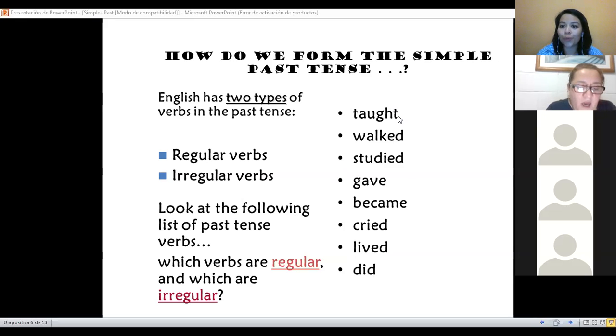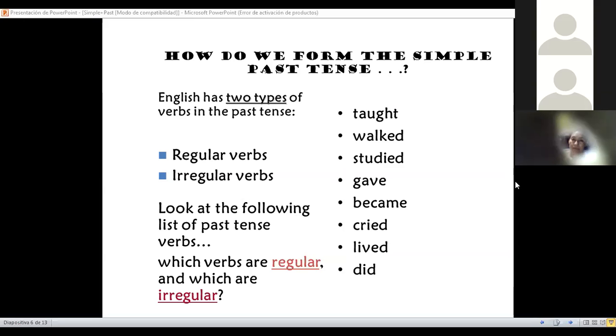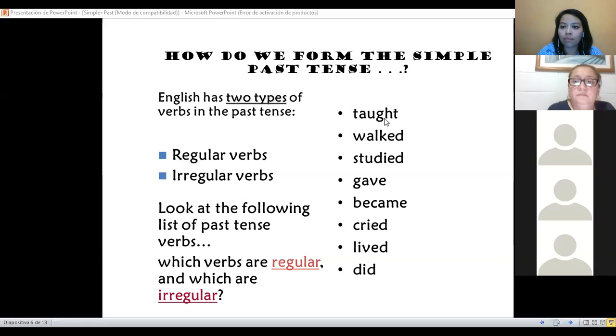Now let's do something. I want you to write one example really quick of these words. For example, taught. Dijimos que es el pasado de teach. Teach, enseñar. So yo le enseñé. I taught my sister how to read. For example, le enseñé a mi hermana a leer. Right. So I walked for 20 minutes yesterday, okay?